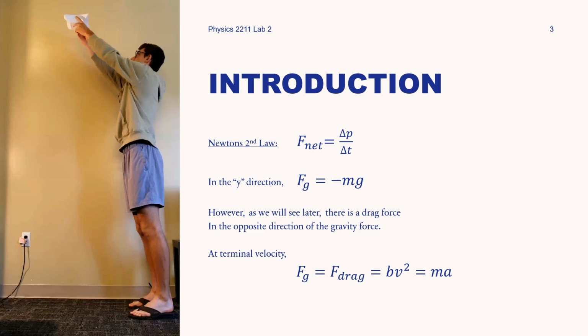In reality, we have other forces, such as drag. The drag force is pointing in the opposite direction as the gravitational force. Because of this, an object is not going to fall as fast as we really think it might.